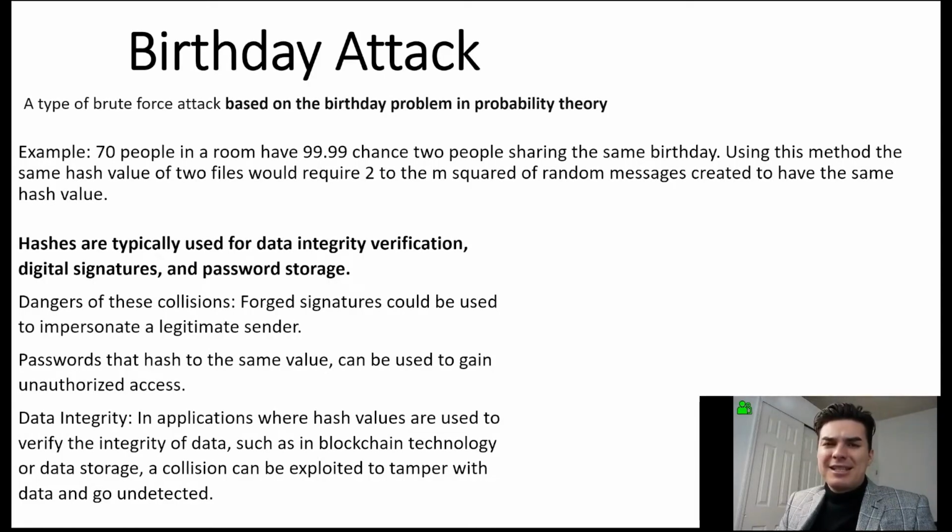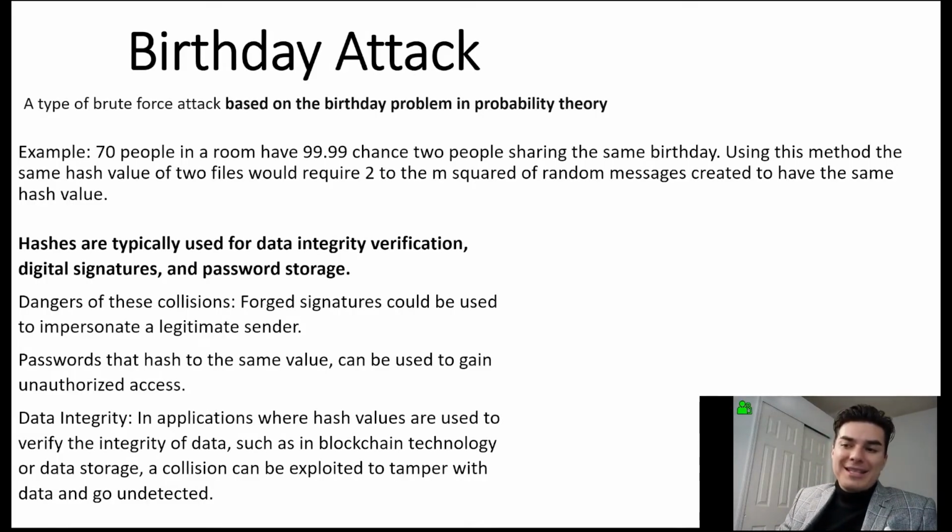A birthday attack. This is a type of attack based on the birthday problem in probability theory to get those hash collisions. So let's say there's 70 people in a room. This is how you explain the birthday theory, by the way. So there's 70 people in a room, and there's a 99.99% chance two people are sharing the same birthday. So using this method, the same hash value of those two files would require 2 to the m squared of random messages created to have the same hash value.